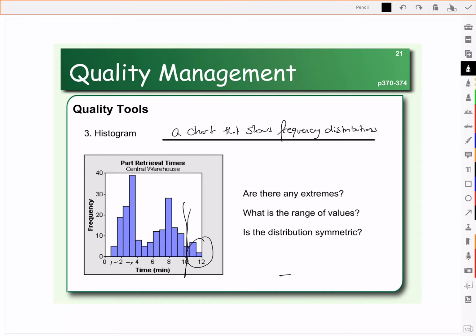Are they in extremes? Perhaps this graph actually looks like this. So that's your 1 to 12, and then there was this one retrieval that took 30 minutes. So this is a flag, right? It's an extreme, an outlier, and so then the question is, why did that one time take so much longer? What was it about that event that was different from the rest of these?